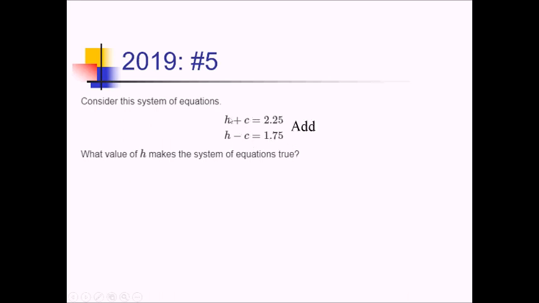So if we do that, we have 2h. The c's are going to cancel. And on the right side, this will be 4 if we add those together. So if 2h equals 4, that means h must be 2. So that's the value of h that makes this true.